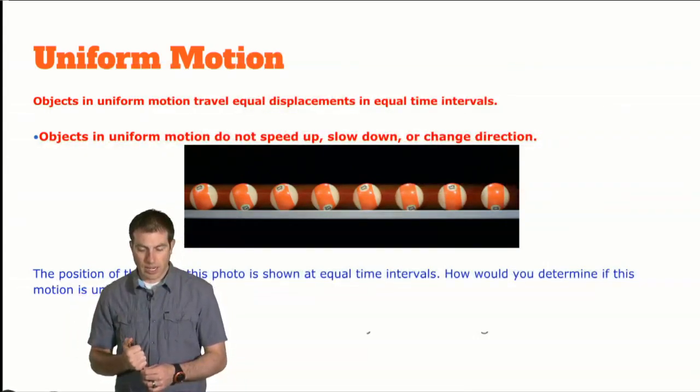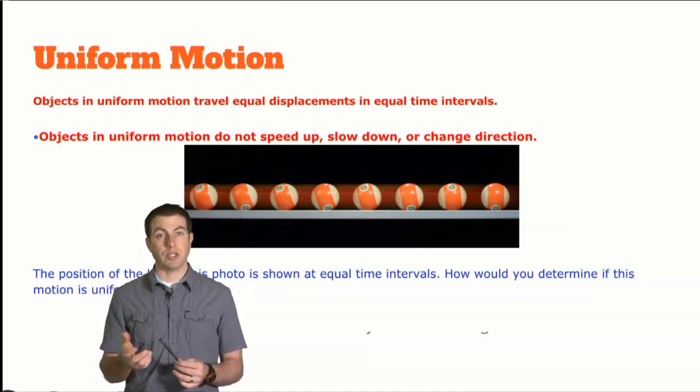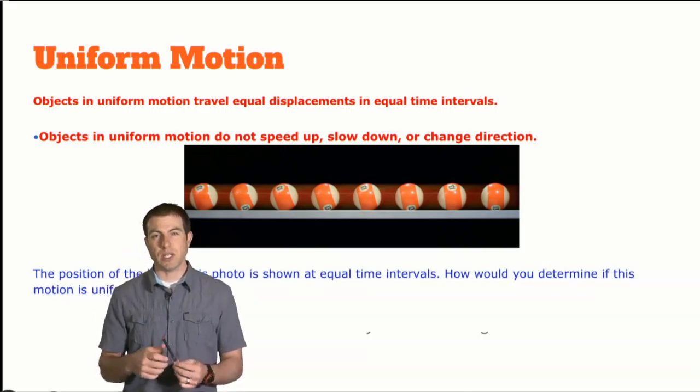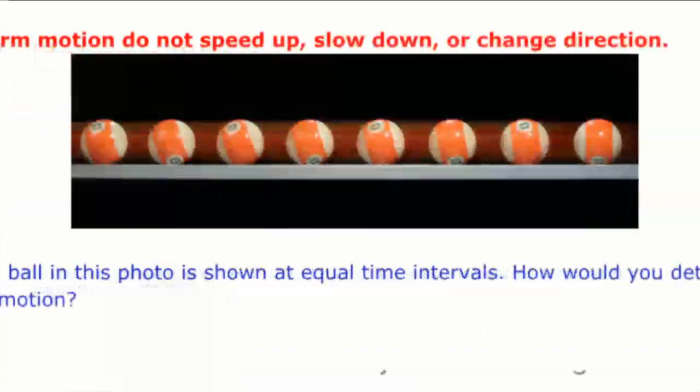So how can we tell from the picture here if the object's moving in uniform motion, or if an object weren't moving in uniform motion, what would that look like? How could we tell the difference between uniform and non-uniform motion given an image like this? Any ideas? How can we identify uniform motion in this picture?